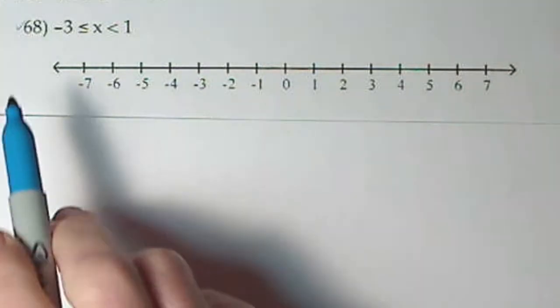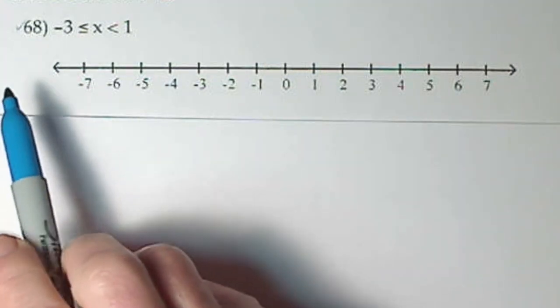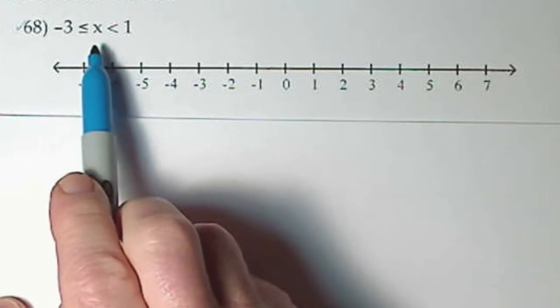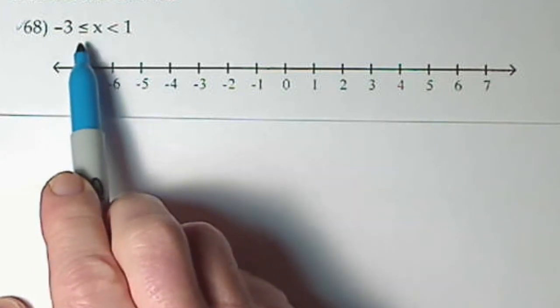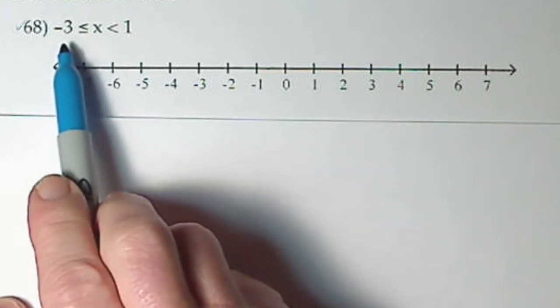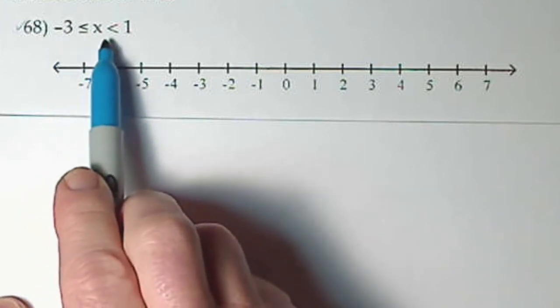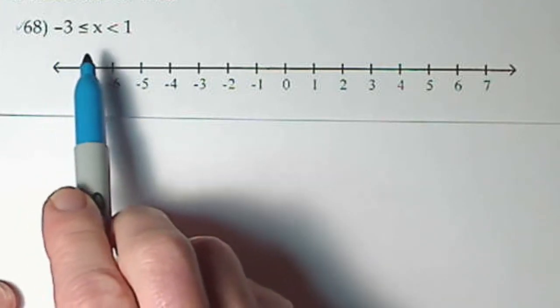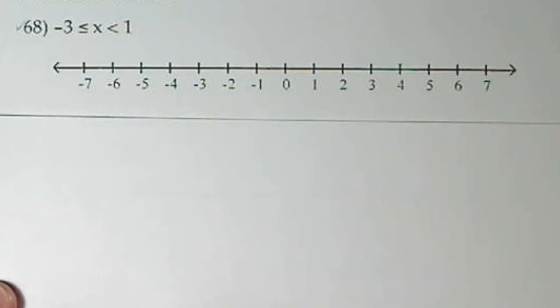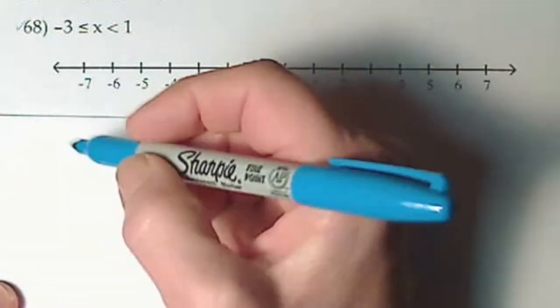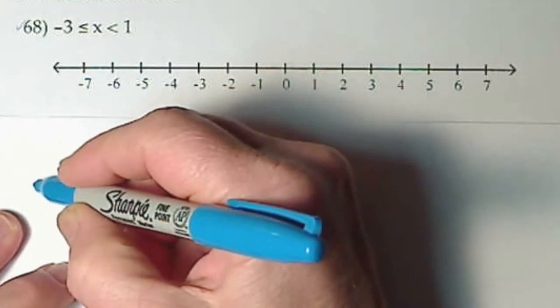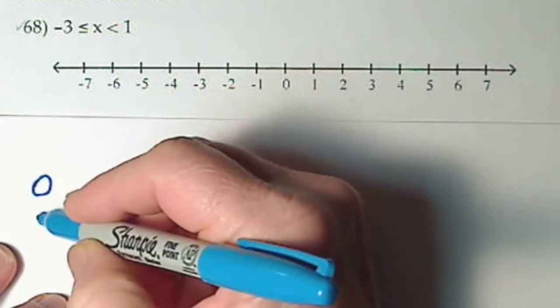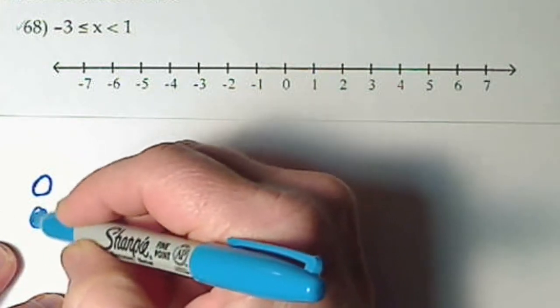Alright, we're working on number 68 here. When you read inequalities, I suggest you read from the variable: x is greater than or equal to negative 3 and x is less than 1. And for graphing inequalities, you're going to have a choice at this point of two symbols. You're either going to use an open circle or a closed circle.